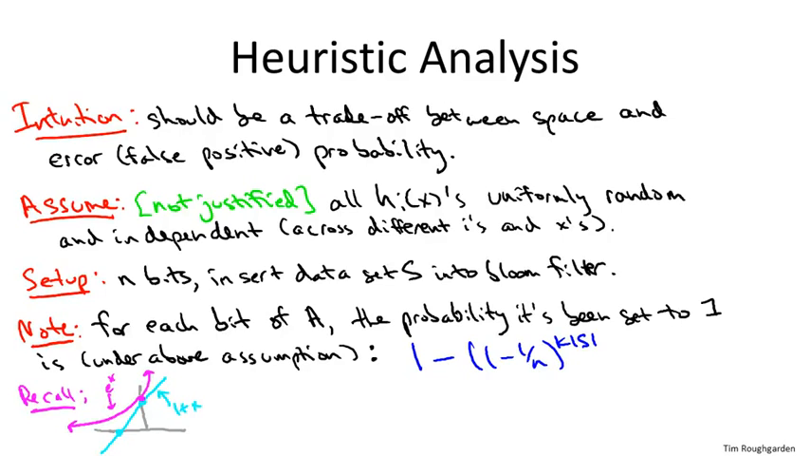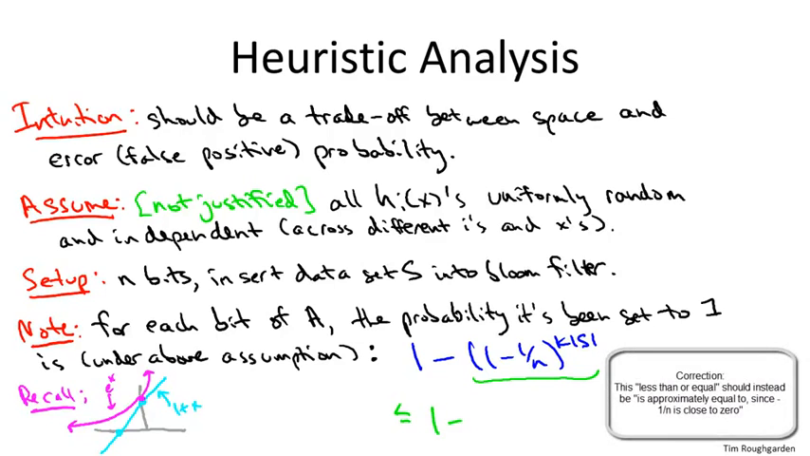So for any real value of x, we can always upper bound the quantity 1 plus x by e to the x. So let's apply this fact to this quantity here, (1 - 1/n) raised to the k times cardinality of S. We're going to take x to be minus 1 over n. So that gives us an upper bound on this probability of 1 minus e to the minus k times the number of insertions over n. Okay, so that's taking x to be minus 1 over n.